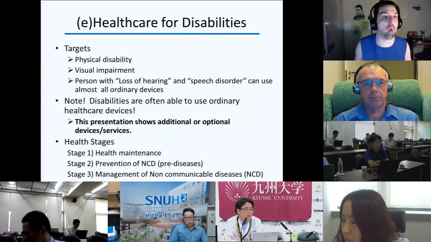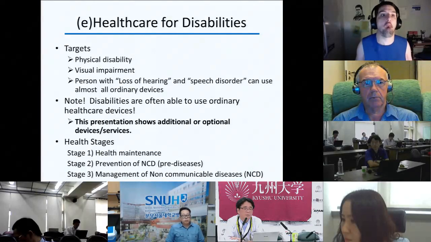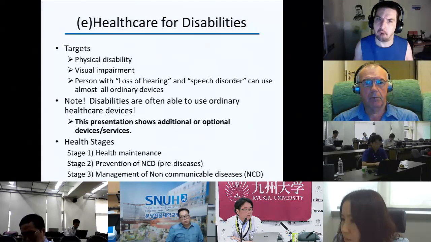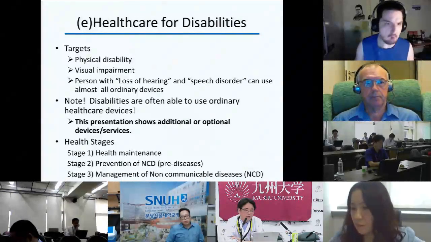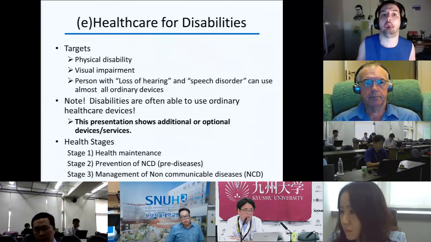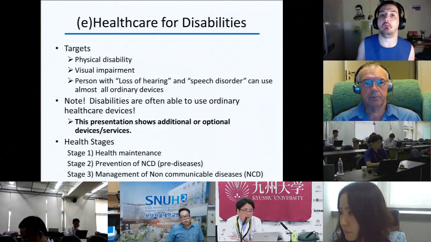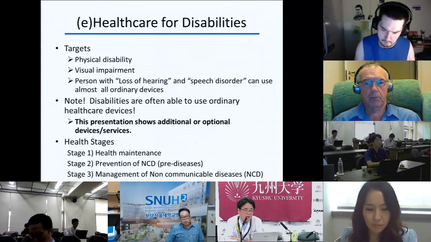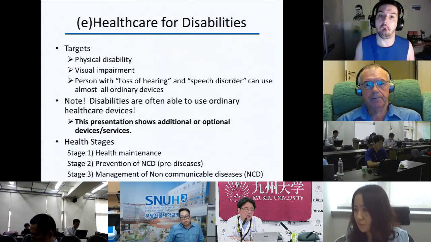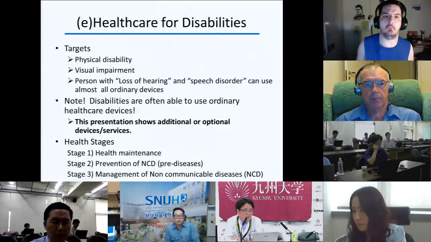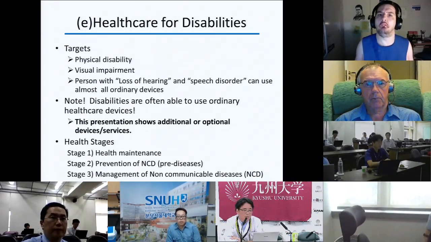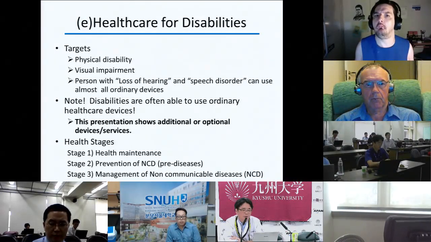And this slide shows the target of this e-healthcare system. Maybe the main target is physical disability and visual impairment, because a person with hearing loss or speech disorder can use almost all ordinary devices. Many disabilities are often able to use ordinary healthcare devices without any effort. But in this presentation, I want to show additional or optional device services especially for disabilities.